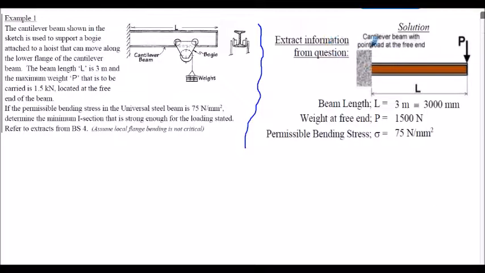So from the question, we can extract the beam length, L, it's 3 meters. I'm going to work in millimeters here, so that's 3,000 millimeters. The weight at the free end, or load P, shown here, is 1.5 kilonewtons. I've written that as 1500 newtons. And the permissible bending stress given in the question, lowercase sigma, is 75 newtons per millimeter squared.